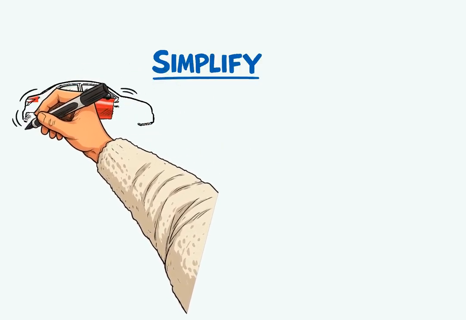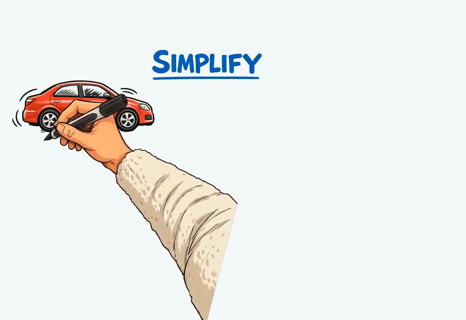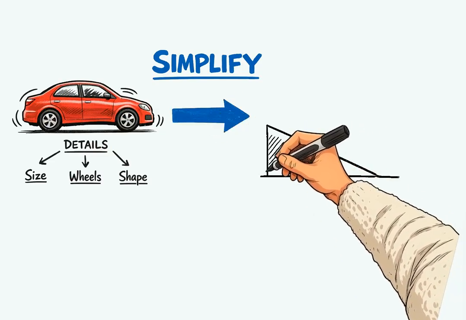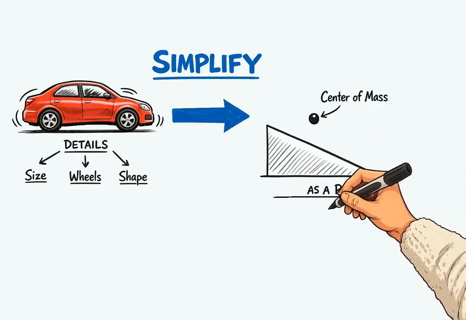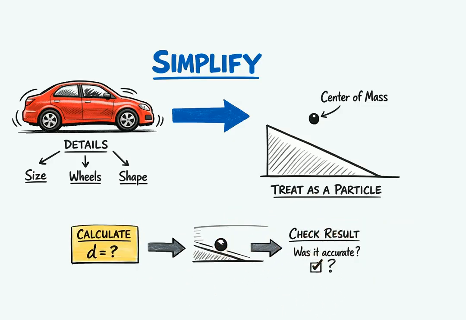If the car's size, wheel rotation, or shape doesn't matter for what we're predicting, we treat it as a particle, a single representative point, often the center of mass. The car doesn't become a literal point. The model simply ignores features that don't affect the result we care about. That habit, simplify, calculate, then check whether the simplification was justified, is standard physics practice.